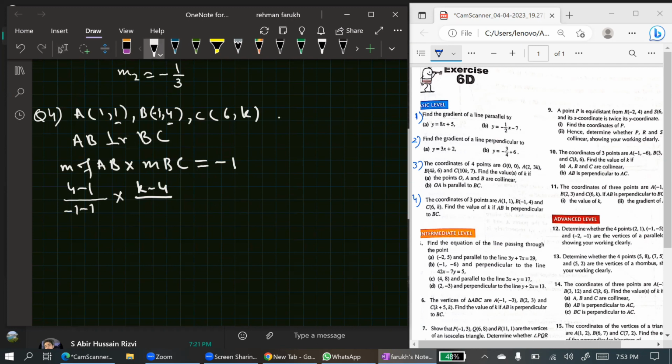For the gradient of BC, y2 minus y1, k minus 4, divided by x2 minus x1, 6 minus -1.